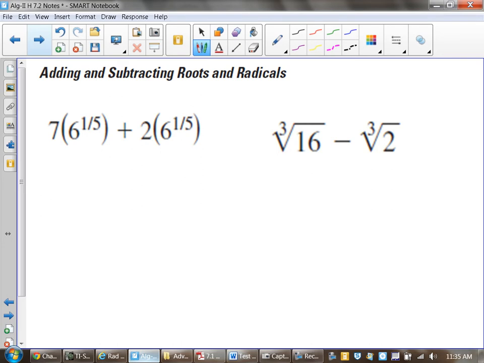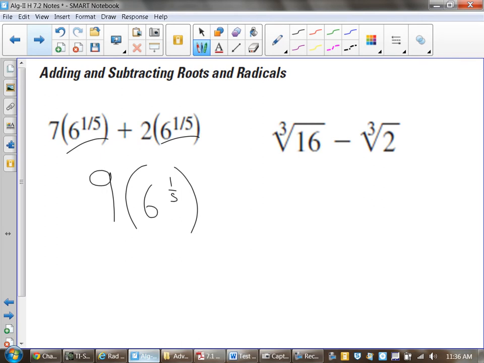So in the first example up there, it's 7 times 6 to the 1/5 plus 2 times 6 to the 1/5. Are the things in the parentheses the same? If I called that just plain old boring x, what would 7x and 2x be? So this becomes 9 times 6 to the 1/5. I said 9.